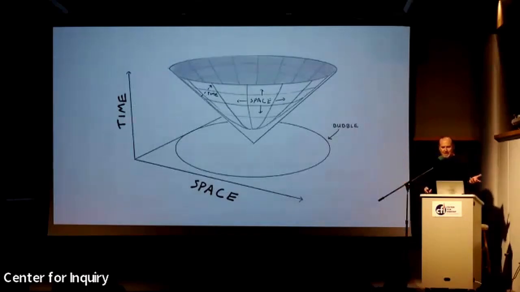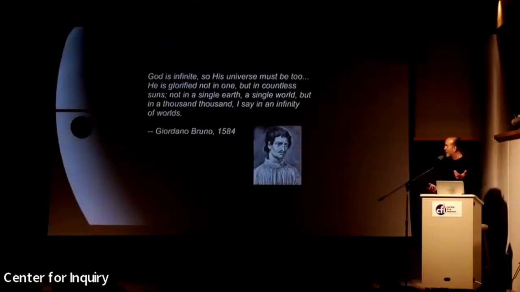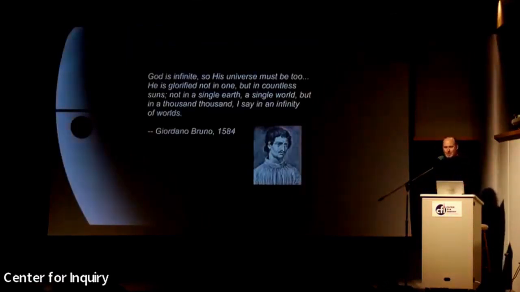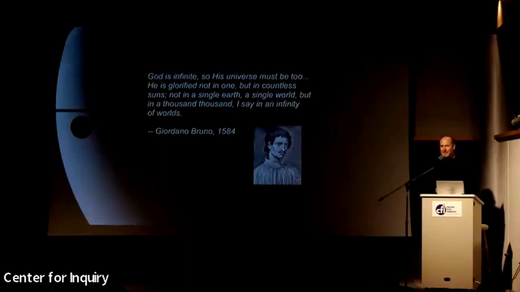And this is reminiscent of the Renaissance philosopher Giordano Bruno, who wrote, "God is infinite, so his universe must be too. He's glorified not in one, but in countless suns, not a single earth, a single world, but in 1,000,000. I say in an infinity of worlds." Giordano Bruno wrote in Cause, Principle, and Unity that to know the universe is to know nothing of the being or the substance of the first principle, because it is like knowing the accident of accidents. He was grappling with the same problem as modern cosmologists with a remarkably prescient sensibility.